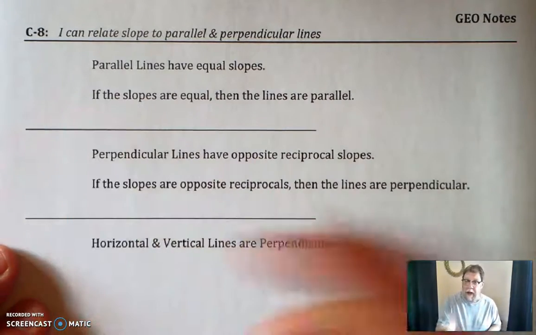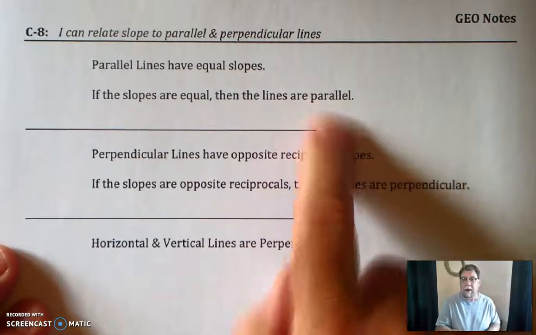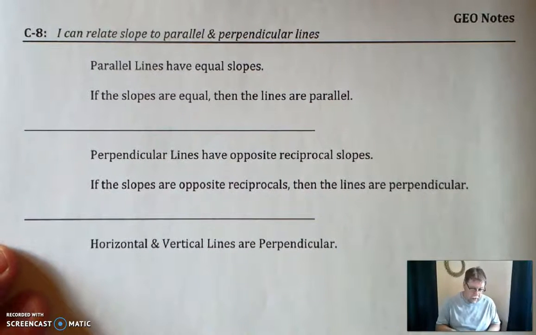We also know the converse of that: if the slopes are equal, then the lines will be parallel. So we could do a proof with that as one of the reasons.